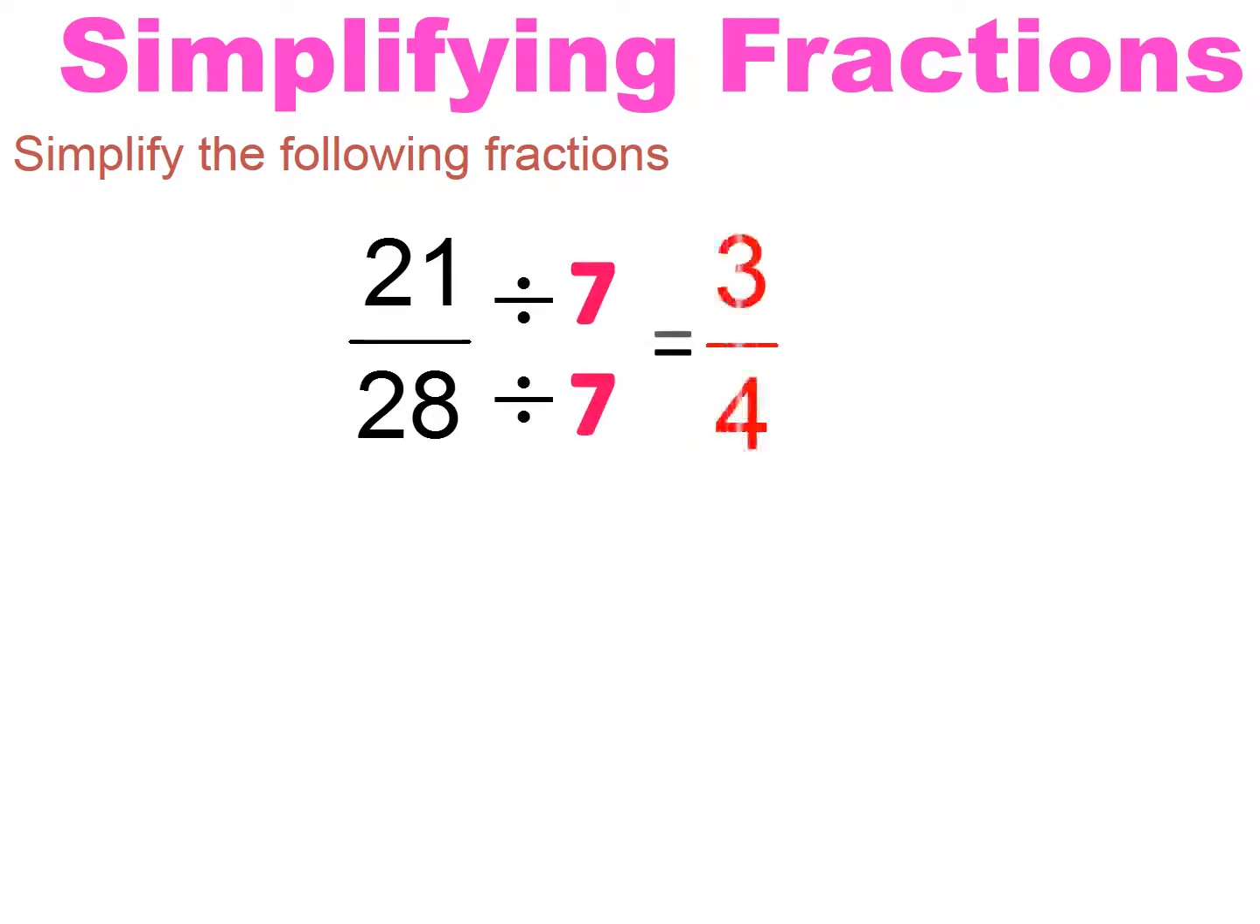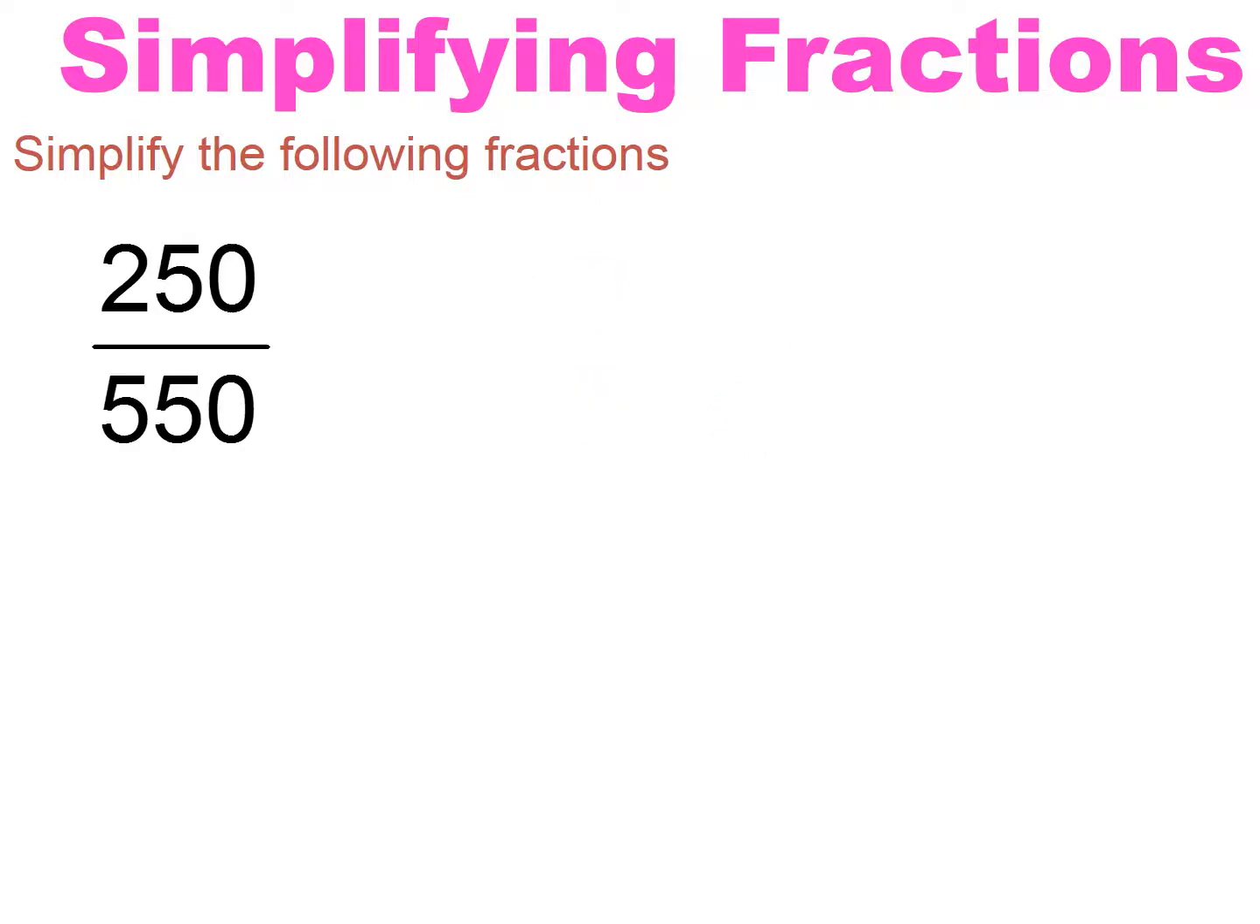So in this case, the only common factor that 21 and 28 have is 7, so you divide it out and you end up with 3 over 4. Pause and try.